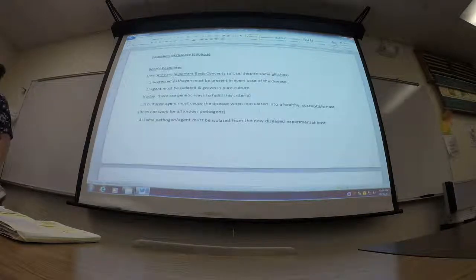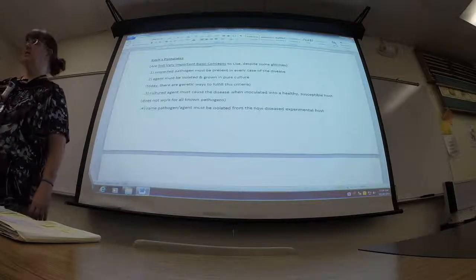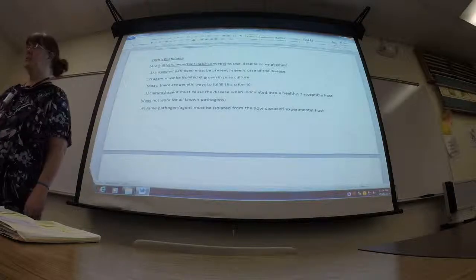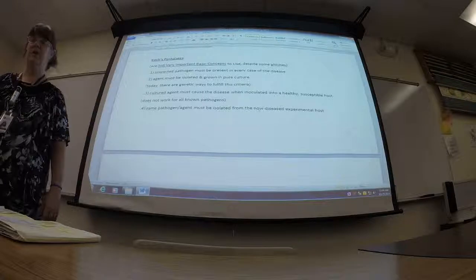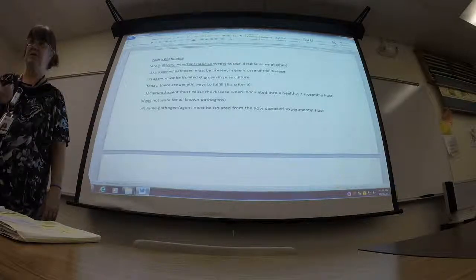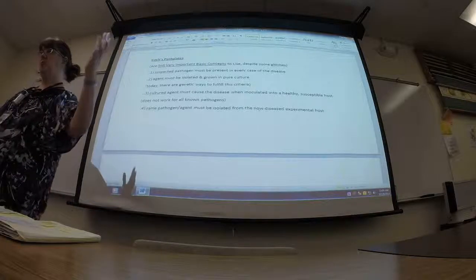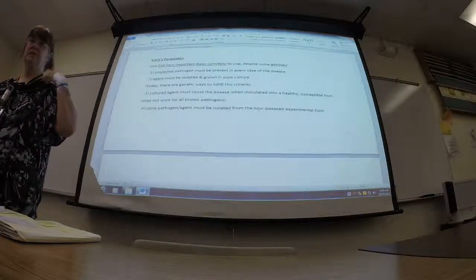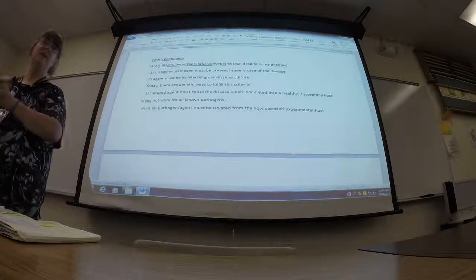This is my book. Koch's postulates, you remember that. Isolate the organism from the sick animal. Grow it in pure culture in the lab. Reinoculate a healthy animal. It gets the same illness, it gets sick. Isolate it back out. That's supposed to prove organism A causes disease A. You can't do that with people. Well, you probably even do it with animals to a certain extent.